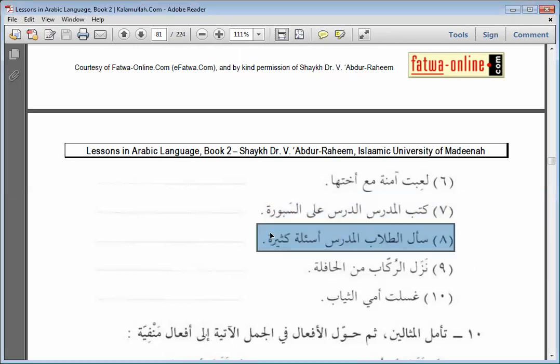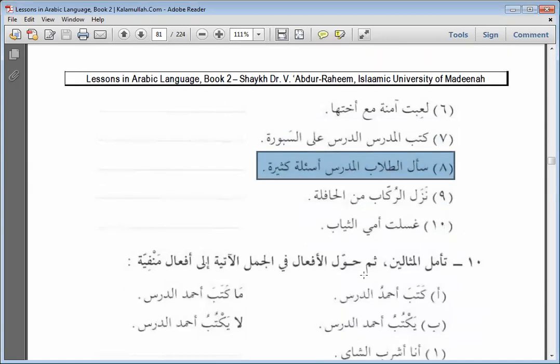Number 8. سأل الطلاب المدرس أسئلة كثيرة. So here we have سأل الطلاب المدرس. Be careful here when you're changing this. First of all, a question: why are we speaking about plural? The verb is singular, not plural, though we have Tulab, the students. So why are we using the singular form for the past tense verb?